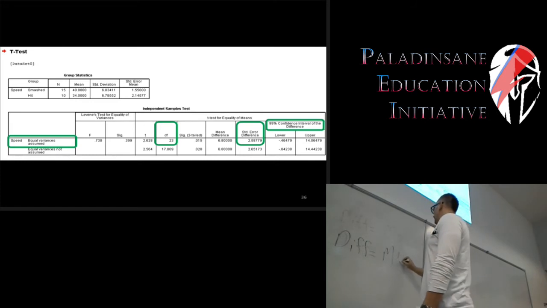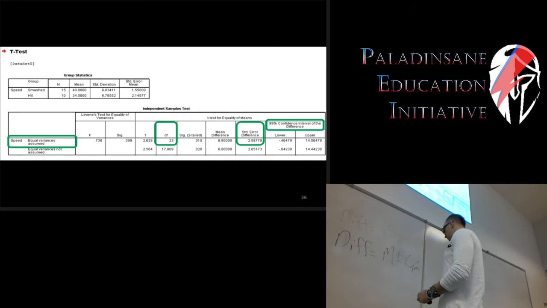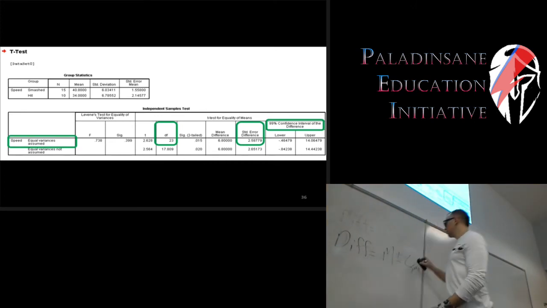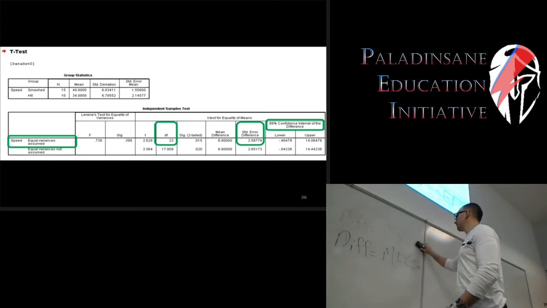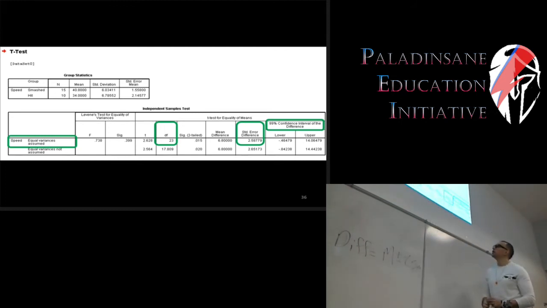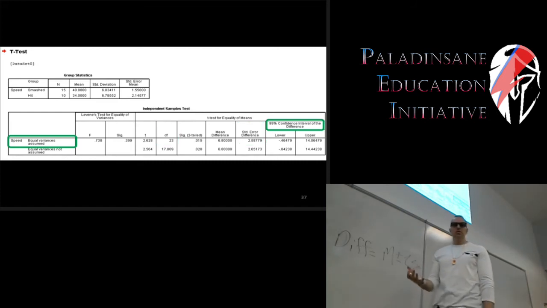But we don't want it in that format. We want it in this format. We want it in that mean plus or minus some range. We want it in that format because, again, that is what most people can make sense of. What SPSS gives us is this range right here. So in this range, we have an upper limit and we have a lower limit. And then it'll also tell us where our center is.